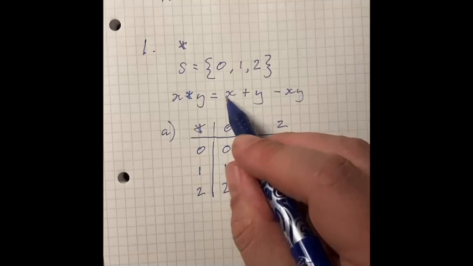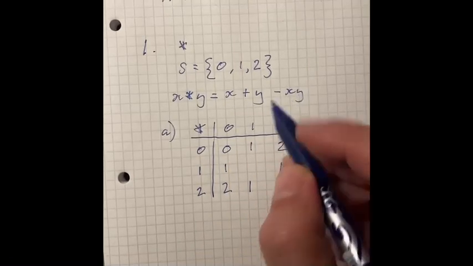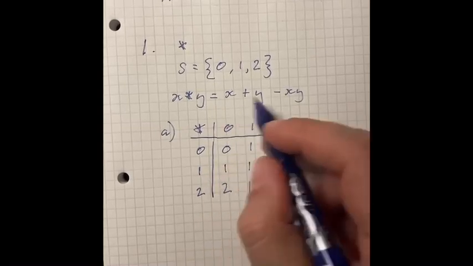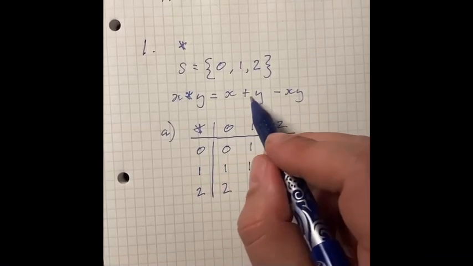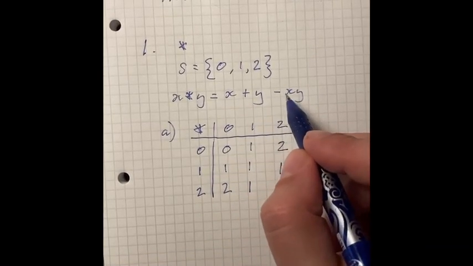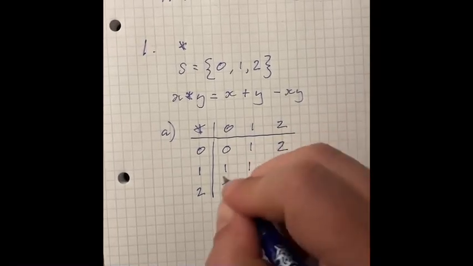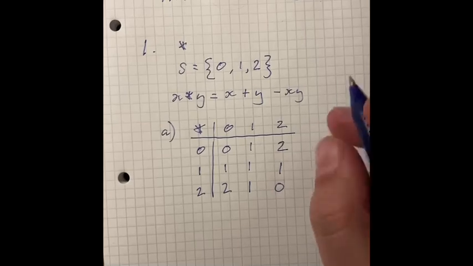1 star 1 is 1 plus 1, which is 2, minus 1, which is 1. And 2 star 2 is 2 plus 2, which is 4, minus 4, which is 0. So it's kind of symmetrical. Okay.